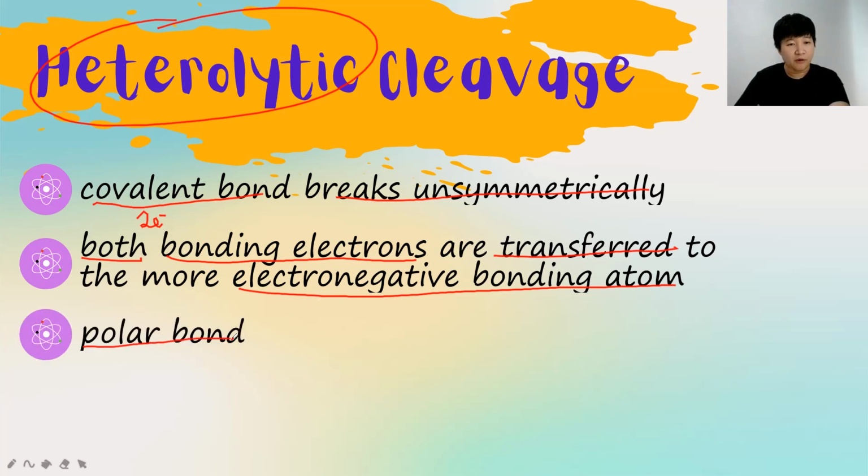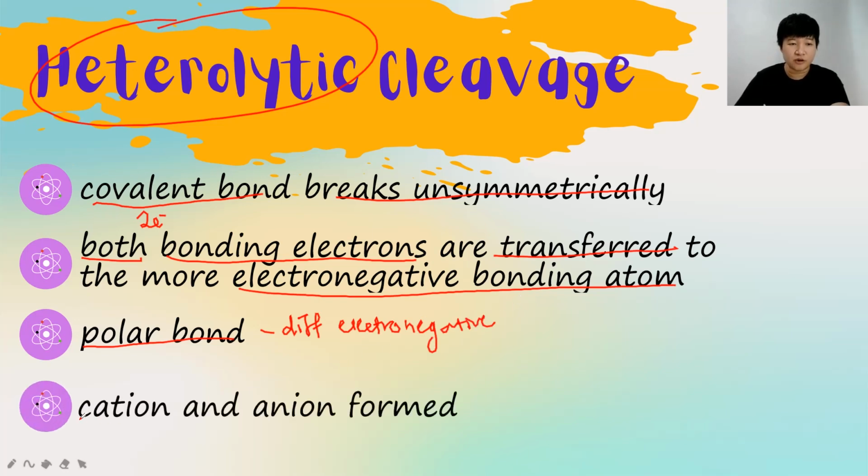Therefore, it will have a polar bond. Polar bond means different electronegativity. You must have someone that has higher electronegativity than another. Last but not least, you'll produce a cation and anion. Cation means positive charge ion and anion means negative charge ion.